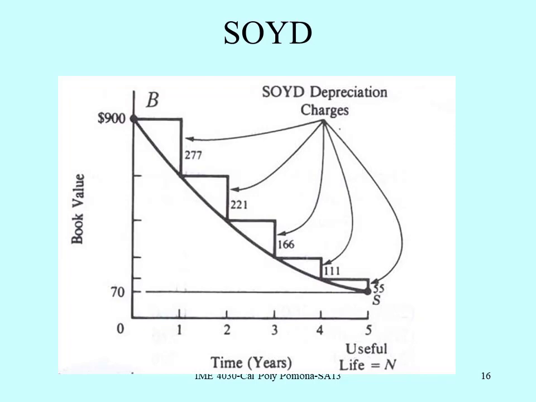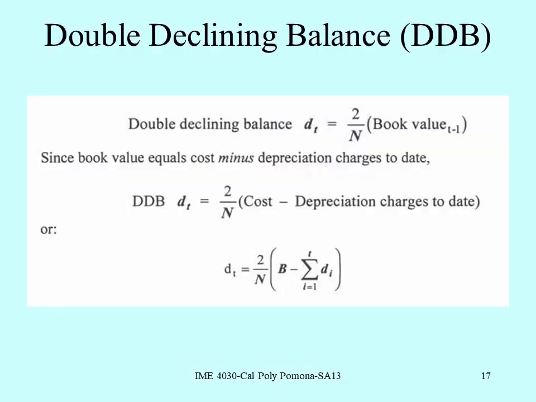Let's go to slide number 17 and look at the double declining balance method. With the double declining balance method, what we do is we divide by n the number 2. That's where the 2 or the doubling comes from.